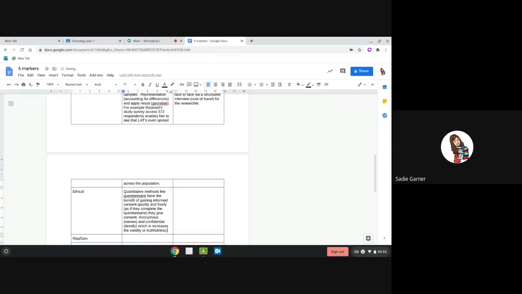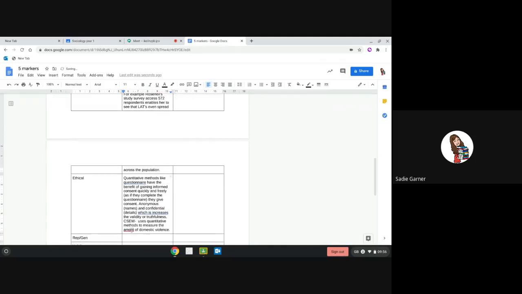This is why the Crime Survey for England and Wales, it used to be called the British Crime Survey, uses quantitative methods to measure the amount of domestic violence. Because it's anonymous and confidential, it increases the validity.